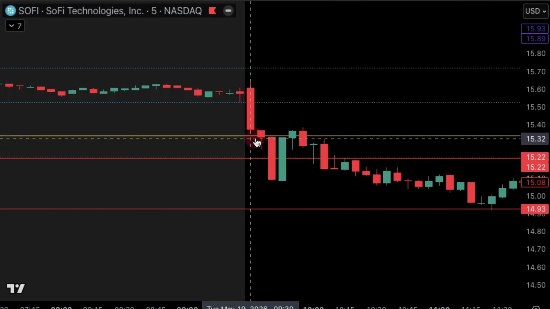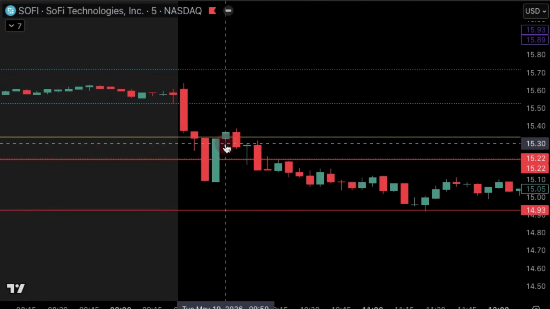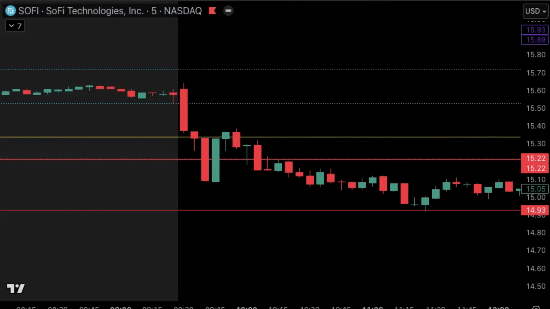We broke previous day low. Alert went off. We flushed. We come back up, we start to retest. However, this retest on the 5-minute, I didn't really love it. This looks just like that 1 minute on Intel from Friday, so I did not take it here.